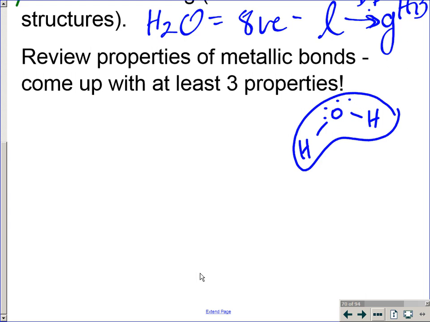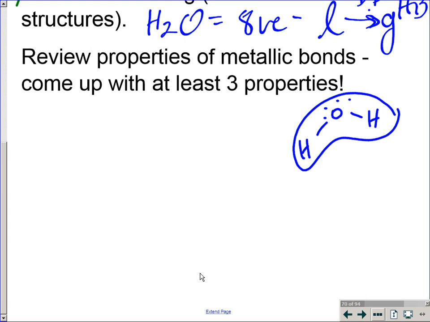Riley's table. Solid at room temperature. Elizabeth's table. High melting point. CJ's table. Don't dissolve in water. And final table. They're shiny. Okay, perfect.